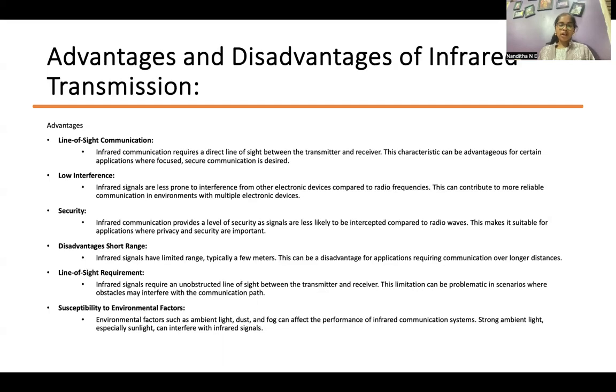Disadvantages. Short range. Infrared signals have limited range, typically a few meters. This can be a disadvantage for applications requiring communication over long distances.